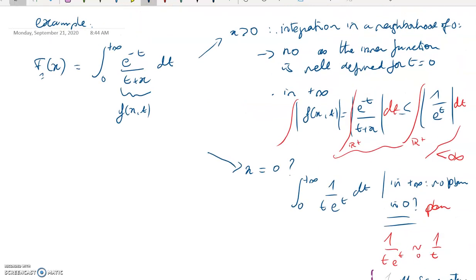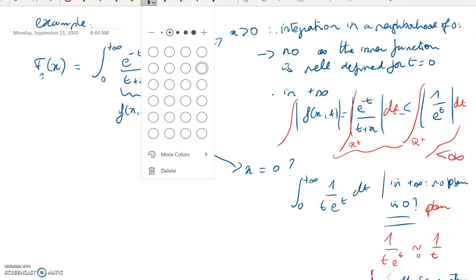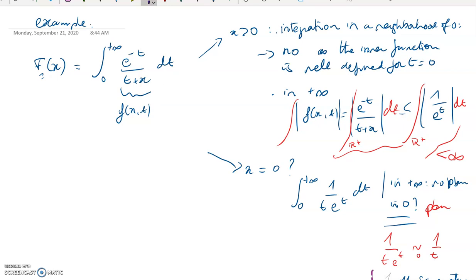Okay, so that could be seen as a strange result. Why? Simply because if you consider the initial function, the small f of xt, it seemed perfectly well-defined and continuous. Yes, we still have a problem in 0, but it didn't seem that complicated. So what we can say is that this function is well-defined and continuous on R plus star.